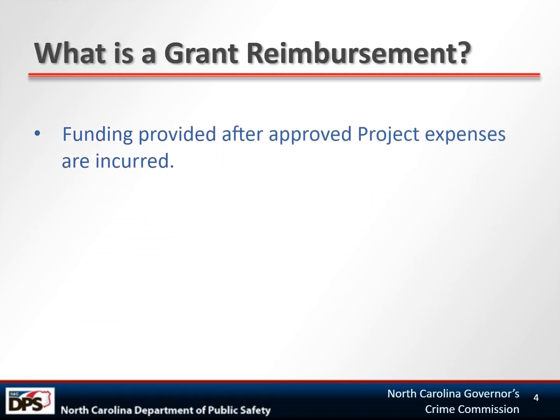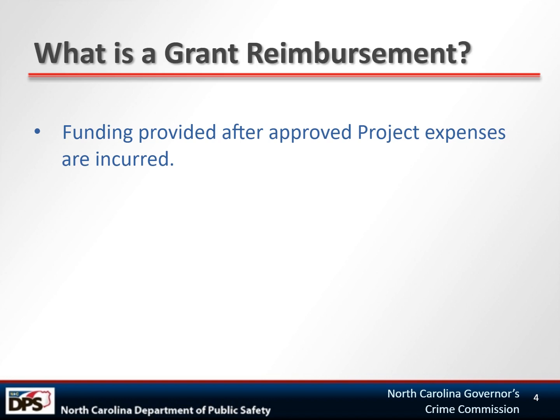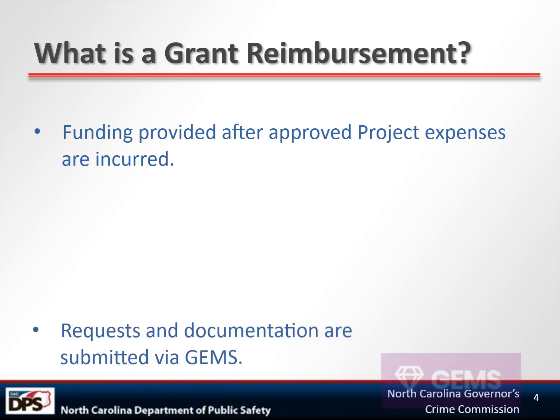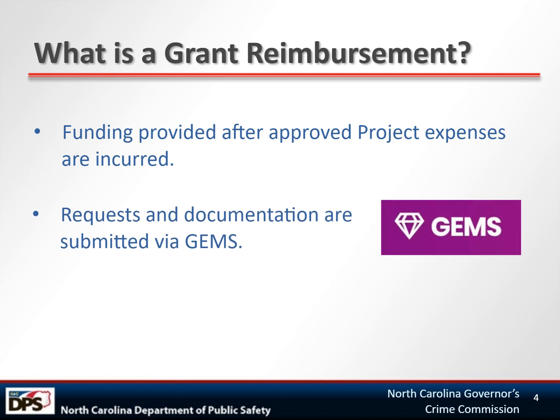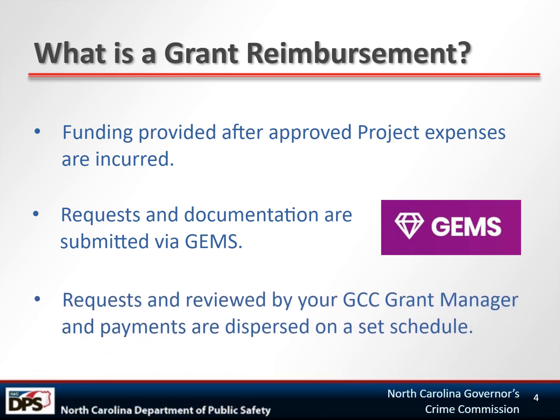Grants administered through the Governor's Crime Commission provide funding to grant subrecipients after approved project expenses have been incurred. The process of requesting and receiving these funds is called grant reimbursements. The subrecipient project director must follow a certain procedure to submit documentation via GEMS, the online Grants Enterprise Management System, to obtain reimbursement for project expenses. Reimbursement requests are reviewed by your grant manager to verify the expense. Once approved, reimbursement payments are provided on a set payment schedule.